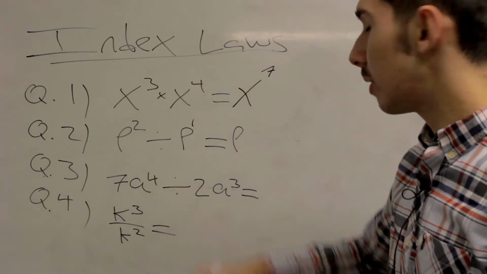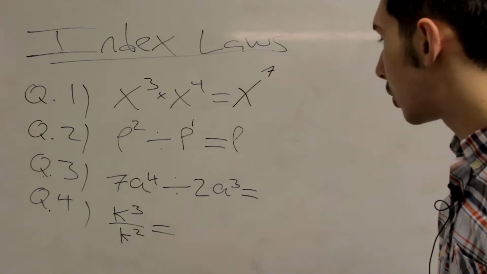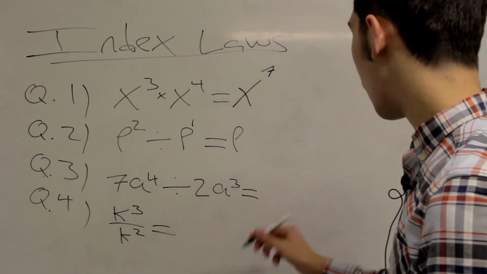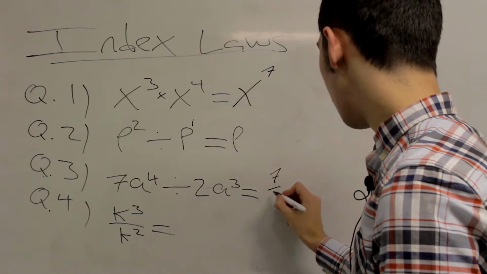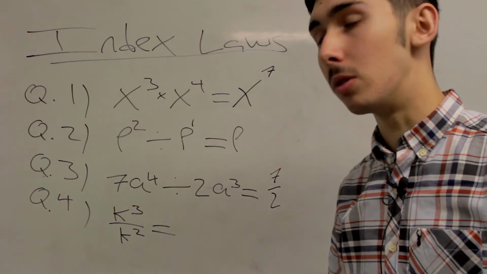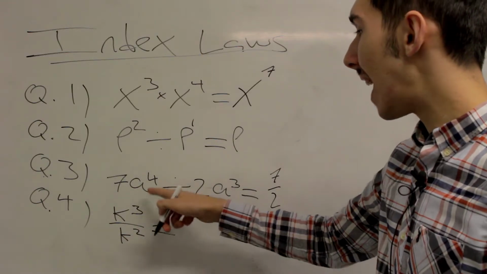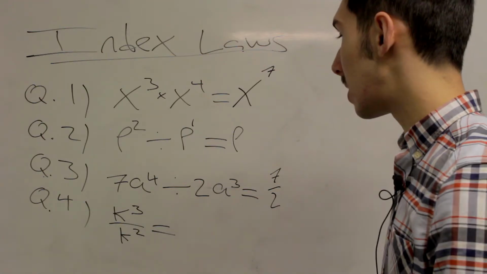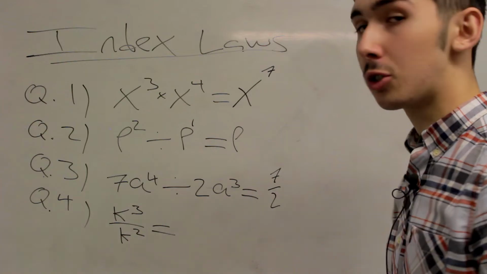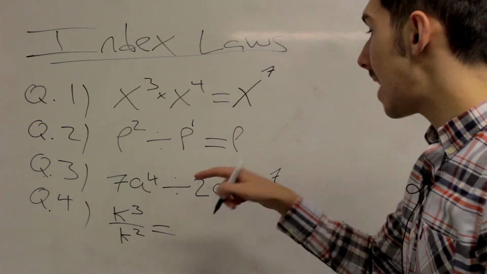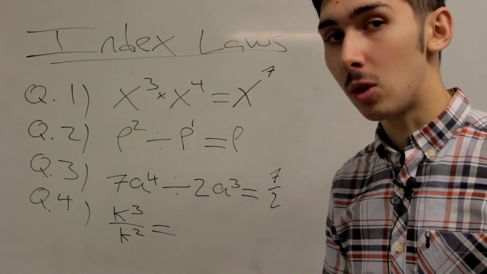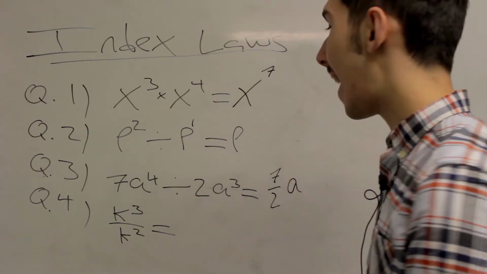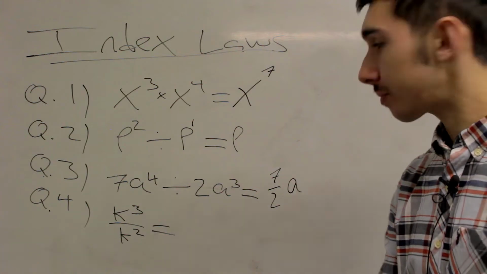Next one, 7a to the power of 4 divided by 2a to the power of 3. The first thing that we can do is write 7 over 2, because that's our 7 divided by 2 component. And then we need to look at a to the 4 divided by a to the 3. A to the 4 divided by a to the 3 is a to the 4 minus 3. A to the 4 minus 3 is a to the 1, which is just a. So 7 over 2a is our answer.